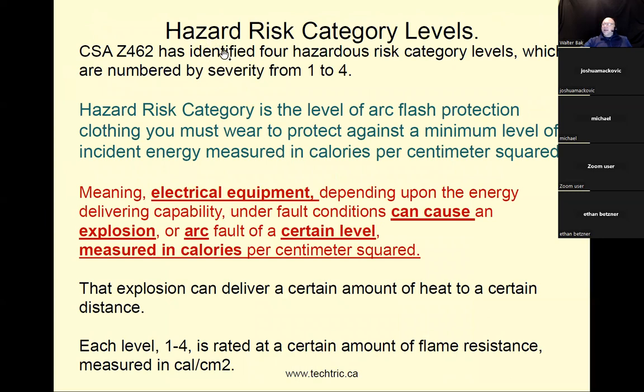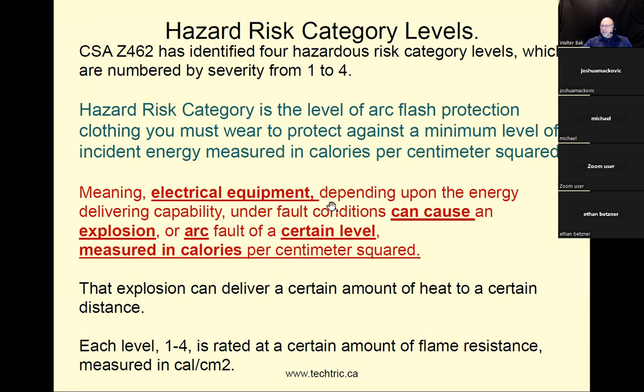Okay, so let's take a look at some of the hazard risk category levels. CSA Z462 has identified 4 hazard risk category levels, which are numbered by severity. So there are 4 categories. Hazard risk category is the level of arc flash protection clothing you must wear to protect against a minimum level of incident energy measured in calories per centimeter squared. So the energy that can be released is measured in calories per centimeter squared.